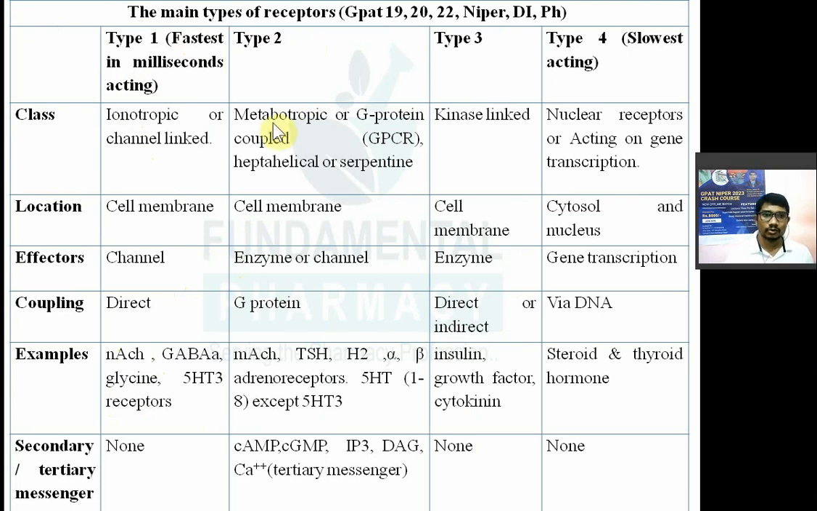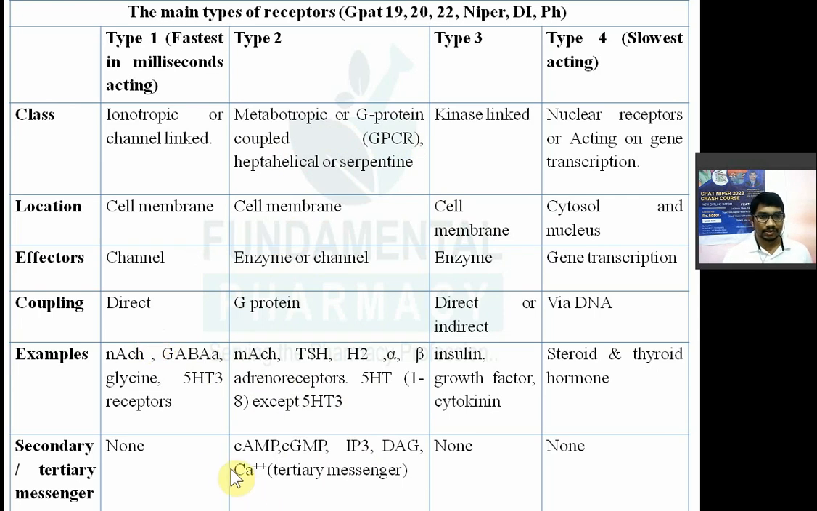They are also known as metabotropic receptor or G protein coupled receptor or heptahelical receptor or serpentine receptor or 7 transmembrane protein receptor. Okay, they are also present on the cell membrane. Their effector is nothing but either enzymes or ion channels. They are coupled with the G protein, and examples are the muscarinic receptors, thyroid stimulating hormone receptor, histamine 2 receptors, alpha beta adrenergic receptors, 5-HT 1, 2, 4, 5, 6, 7, 8 receptor.